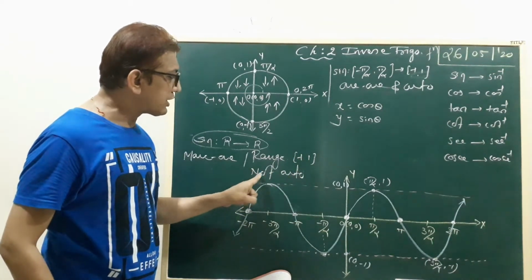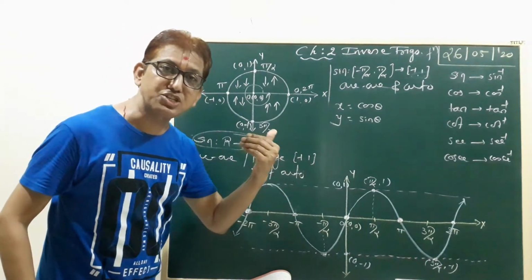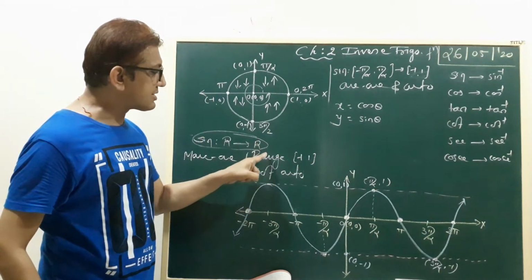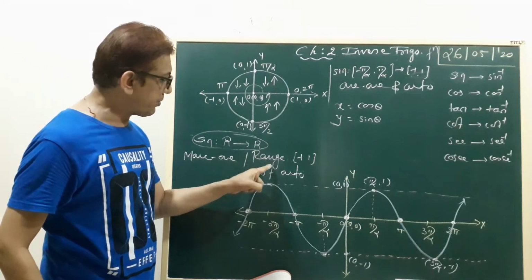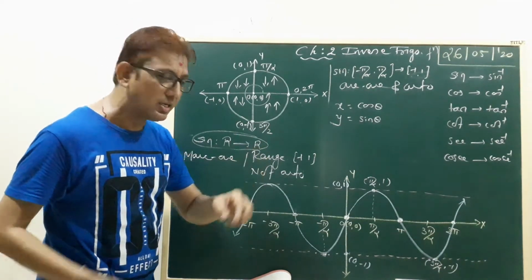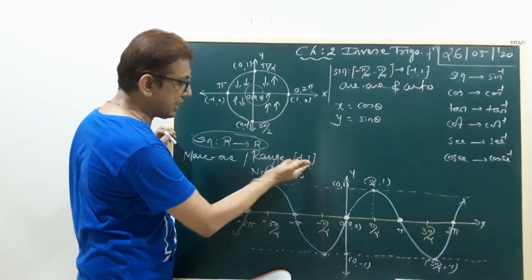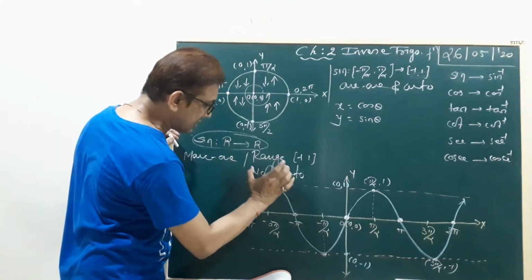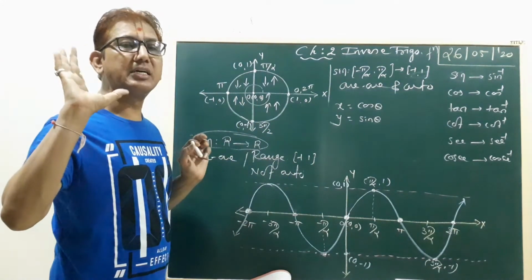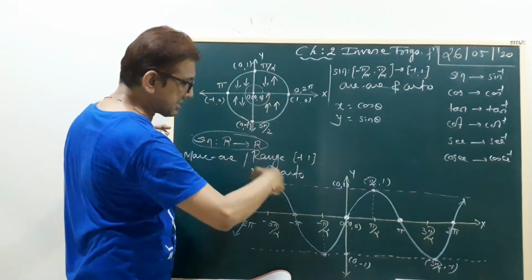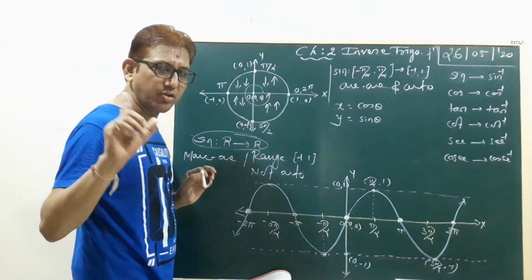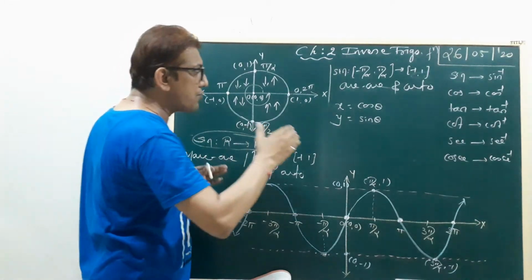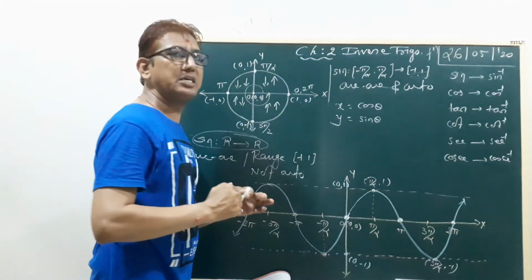So sine is not an onto function, because our definition of an onto function is: if range and codomain are the same, that function is onto. Here the range is minus 1 to 1 and the codomain is R. So they are not equal, and the sine function is not onto. Is that clear? This was already discussed in the class 11 trigonometry chapter. Now we find the inverse function.